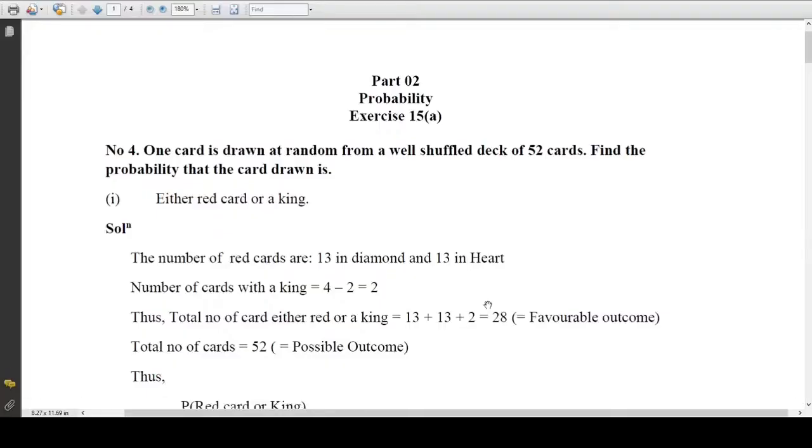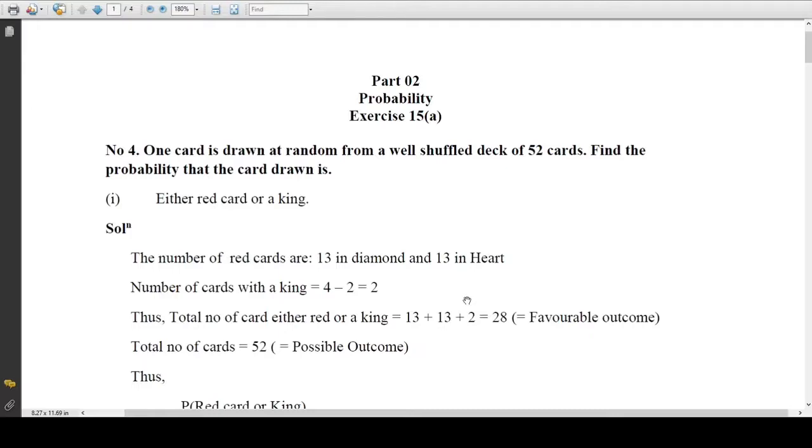Okay, welcome again, students. Now we'll be discussing part 2 from this chapter 15 on probability. In the last part we discussed up to problem number 3. Today we'll be discussing problem number 4.